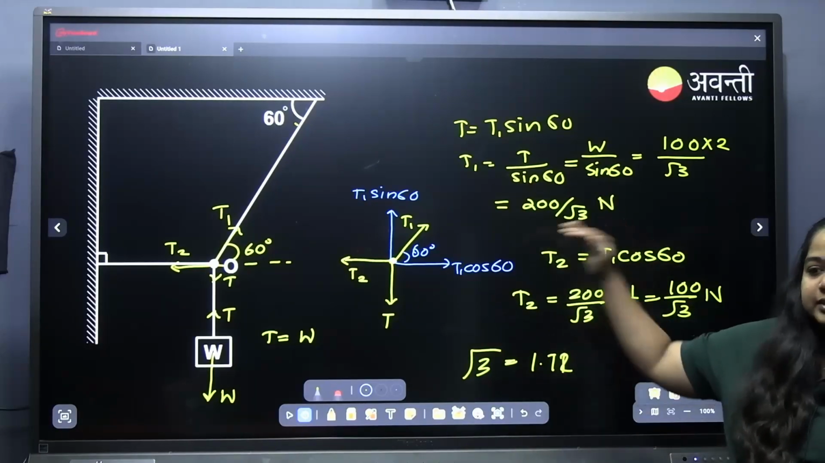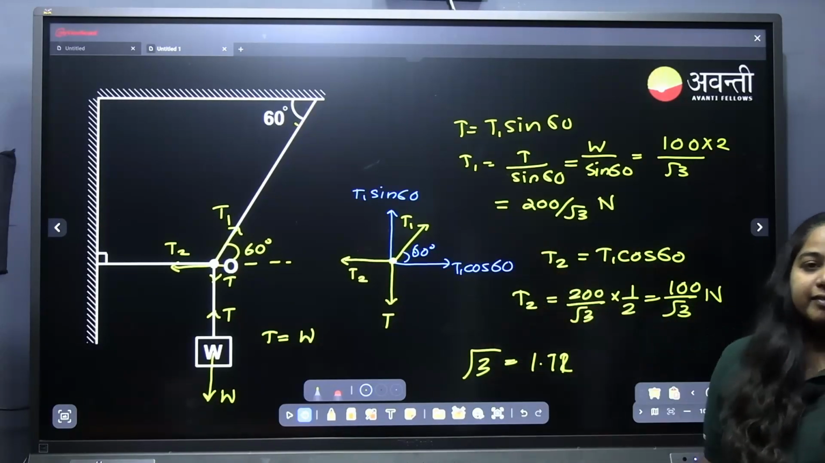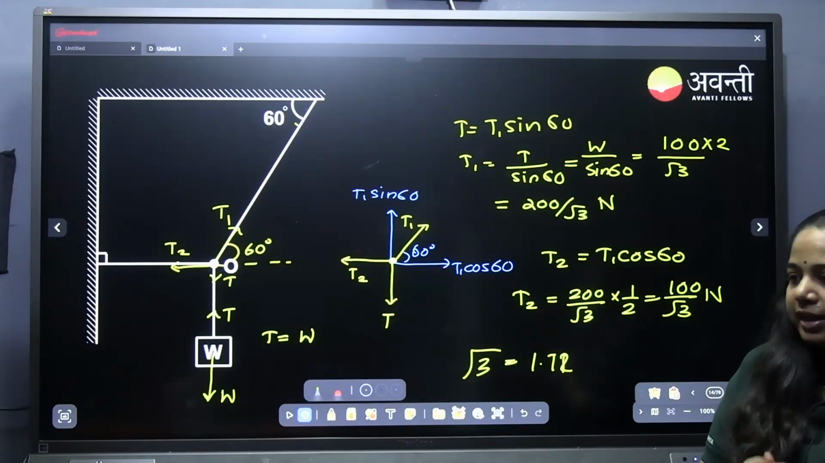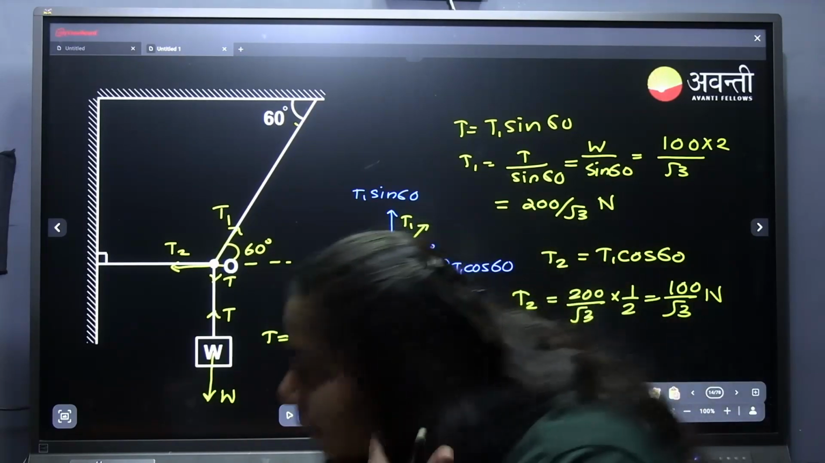So this is the method to find tension T1 and T2 when the body is in equilibrium. Is it clear?